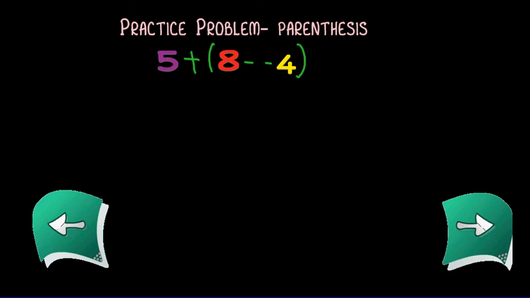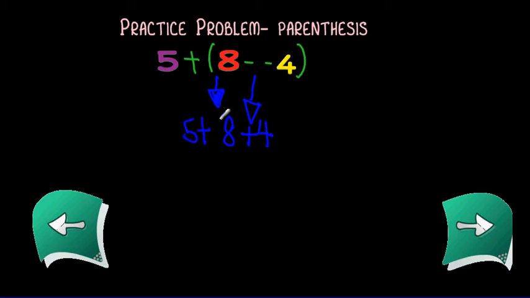5 plus 8 subtract -4. It's really easy. Remember, always do the things in the parentheses first. So now you know you need to do 8 subtract -4 first. But always remember, these are integers. When a positive number subtracts a negative number, it will become addition. So it will become 8 plus 4.